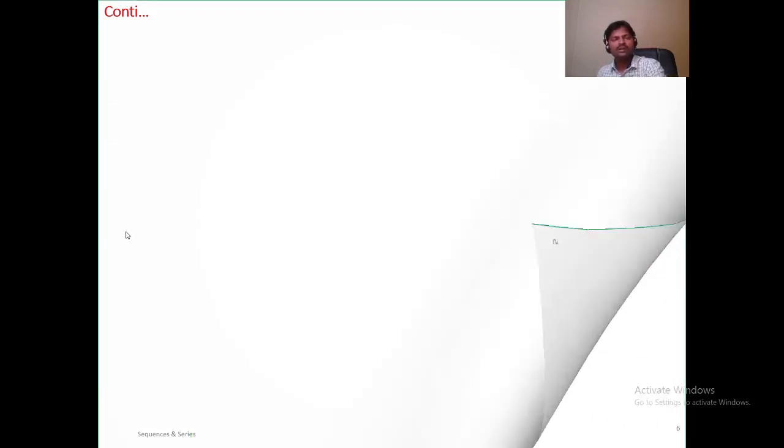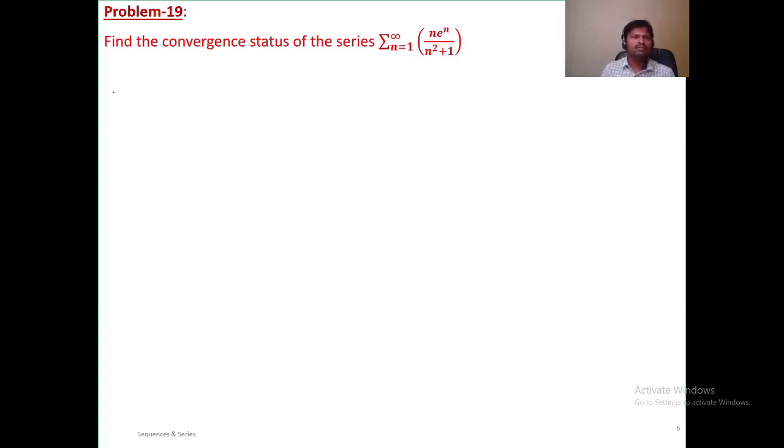Similarly, next problem number 19. Find the convergence status of the series, n is running from 1 to infinity, n into e power n upon n square plus 1. Again same, an is n into e power n upon n square plus 1. Now let us choose bn. In the numerator n into e power n will be common, in the denominator n square is common, so finally we get e power n by n. So this is your bn.